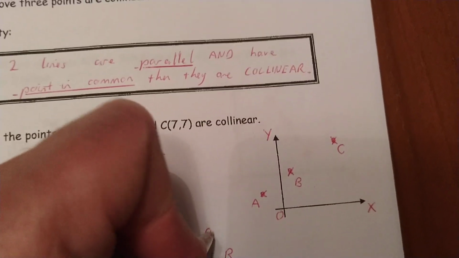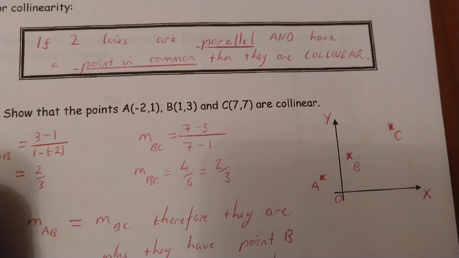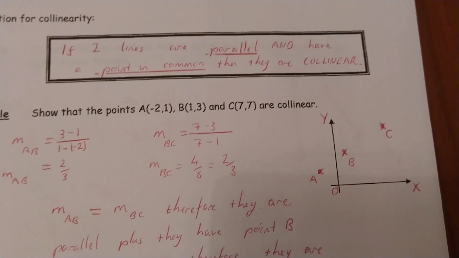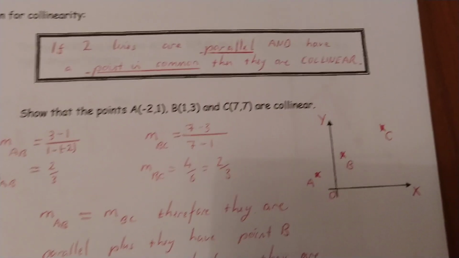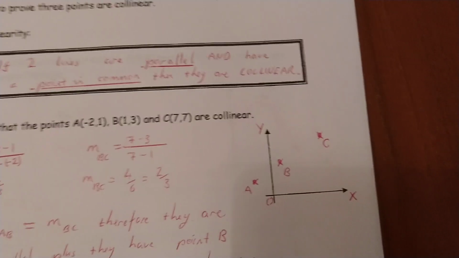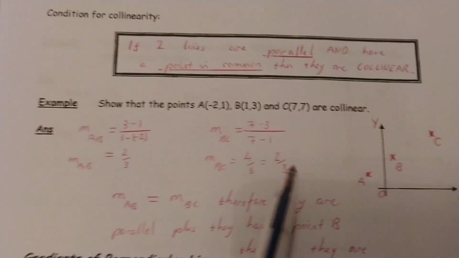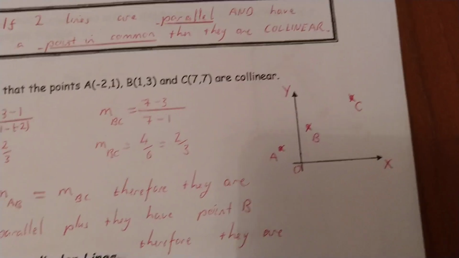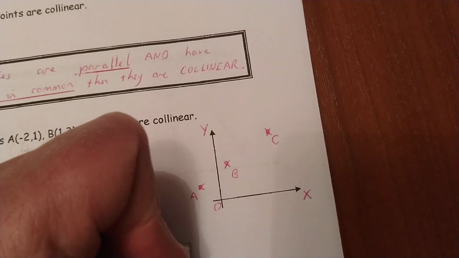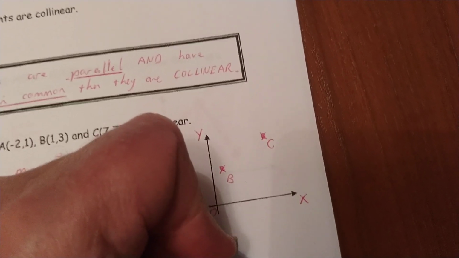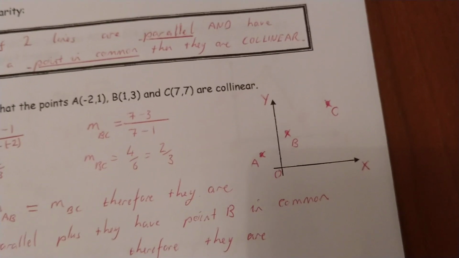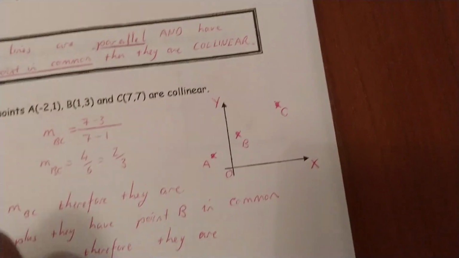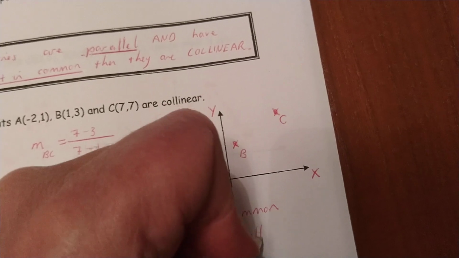Therefore, they are parallel, and I must state this for the exam board. And then I can't just go from there saying they are parallel, therefore they're collinear. No, they are parallel, plus they have a point in common. And it's point B, because I worked out the gradient of AB and the gradient of BC. So we'd say, therefore, they are parallel, plus they have point B in common. You must write this in the higher exam if it comes up. Therefore, because they're parallel and because they have a point in common, I can now say they are collinear.